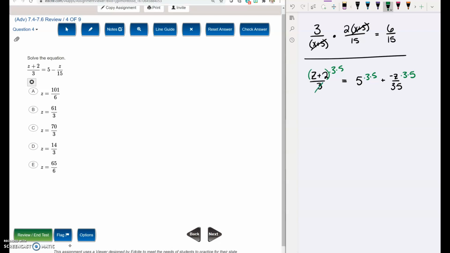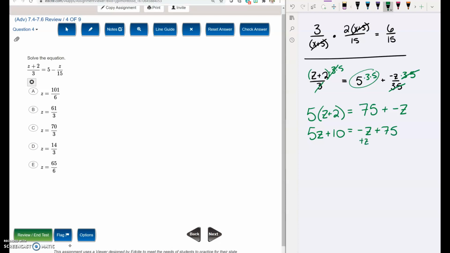In the first fraction, 3 cancels, and we're left with 5 times the quantity z plus 2. 5 times 5 times 3. We have to multiply those three things together. 5 times 5 times 3 is 75. 3 times 5 cancels out 3 times 5, and I've got a negative z. So we've got 5z plus 10 equals negative z plus 75. I just switched the order just so that my z's are first. You don't have to do that, of course.